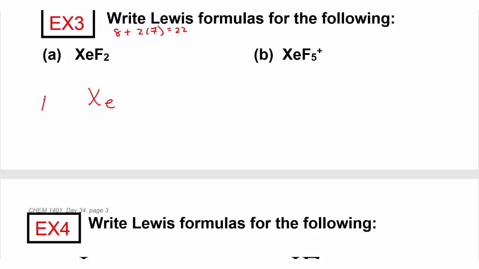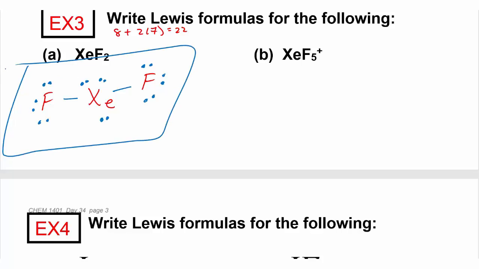So xenon has to be in the center, surrounded by 2 fluorines. First thing I'll do is connect them. Make octets on the surrounding atoms. And anything left over, put on the center atom. So I've got 8 and 8 is 16. I have 6 electrons left. So let's put them all on that center atom. Now it doesn't look right, but xenon just simply is not following the octet rule. What can you do? We're done.